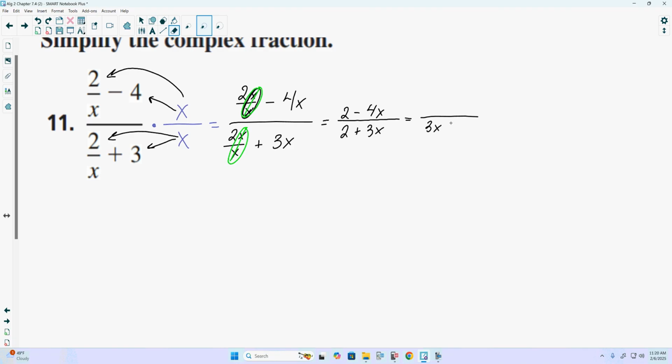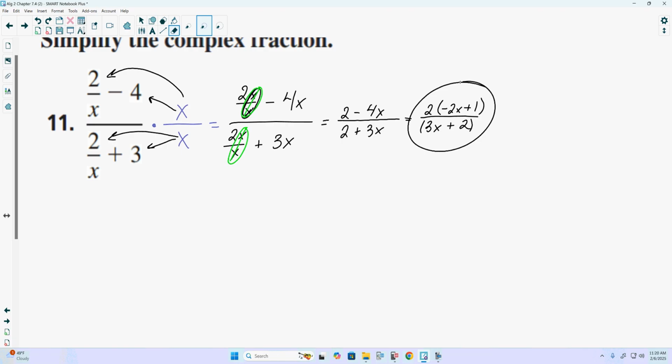So I'm going to rewrite it as 3x plus 2, getting the variables in front. Greatest common factor on top between 2 and negative 4x: 2. We can factor the 2 out, leaving us with negative 2x plus 1. Nothing in common, so that's as far as it goes.